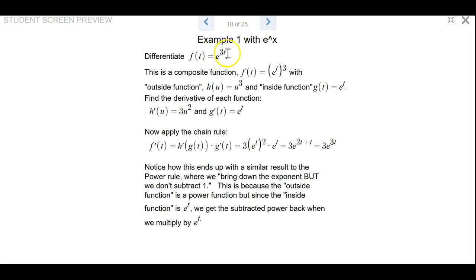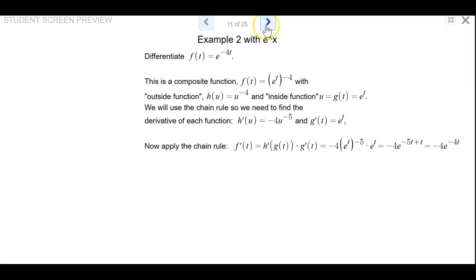Here's an example of e to the 3t. You can go through it with the chain rule, and the final result is going to be the coefficient of t, which is 3, that's the coefficient I've brought down, times e to the 3t again. Here's another example with a negative coefficient. We still get the same thing. We're still going to have the coefficient of the e term as the original coefficient in the power, which is -4. And then the coefficient of t in the exponent is also -4.